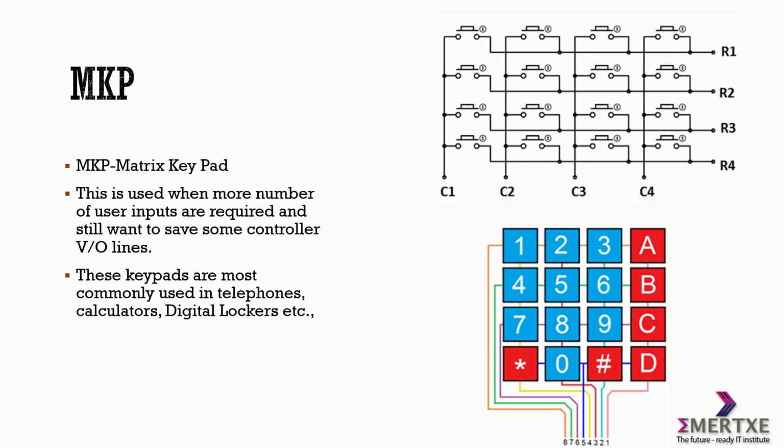Keyboard, how we use it for multiple input, multiple output, like on and off. You can select whatever numbers or alphabets. Like in a microwave oven, we need to keep the time, right? So we used the MKP to keep the time, and it has some functions. This is used when a larger number of user inputs are required.